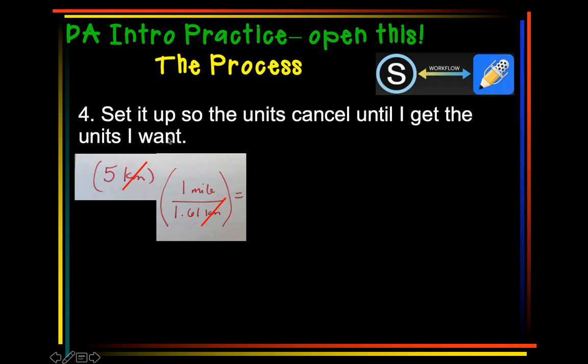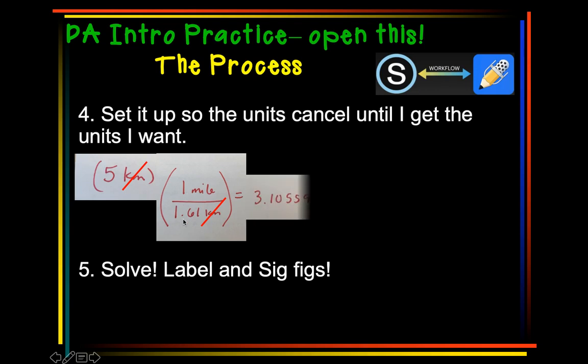So now I do my math like normal. I do on my calculator, solve, label, sig figs. 5 times 1, numbers on the top multiply, divided by 1.61. Numbers on the top multiply, numbers on the bottom divide. 5 times 1 divided by 1.61. This is what the calculator says the answer is.